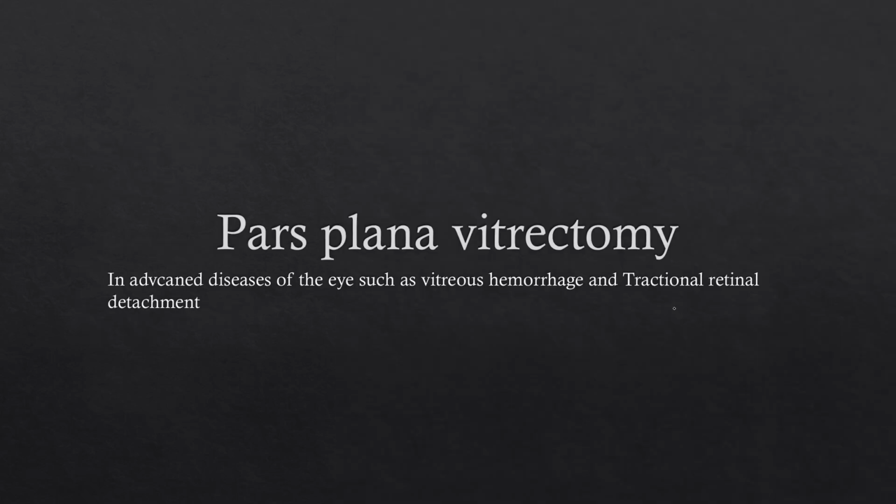And finally, we have the pars plana vitrectomy. So what is the pars plana? Now, the ciliary body has two parts. One called the pars plicata, and one called the pars plana. So we enter from the pars plana and we remove the vitreous. This is what's called the pars plana vitrectomy.